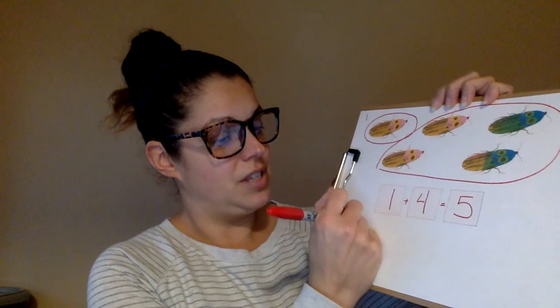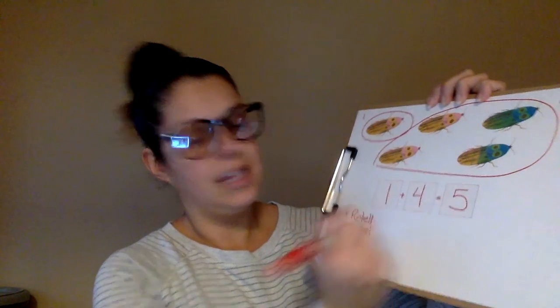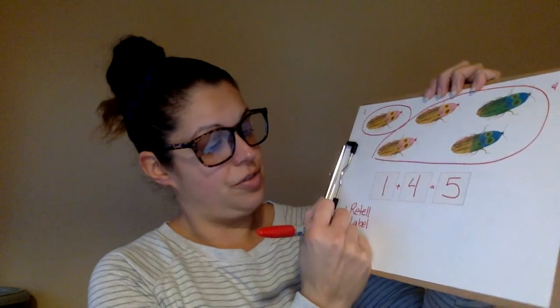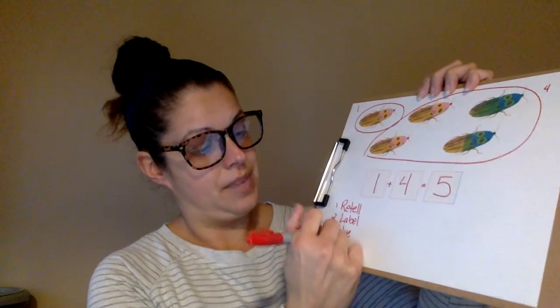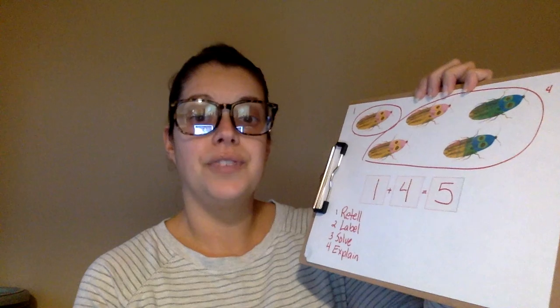Okay, so what you guys are going to do is the same thing like we did yesterday with the sharks. The first thing you're going to do is retell my story. The second thing you're going to do is label your picture. The third thing you're going to do is solve your problem. And then the fourth thing you're going to do is explain, how did you figure out how many there were? Okay, and then you're going to upload your videos and complete your slides on the drive.